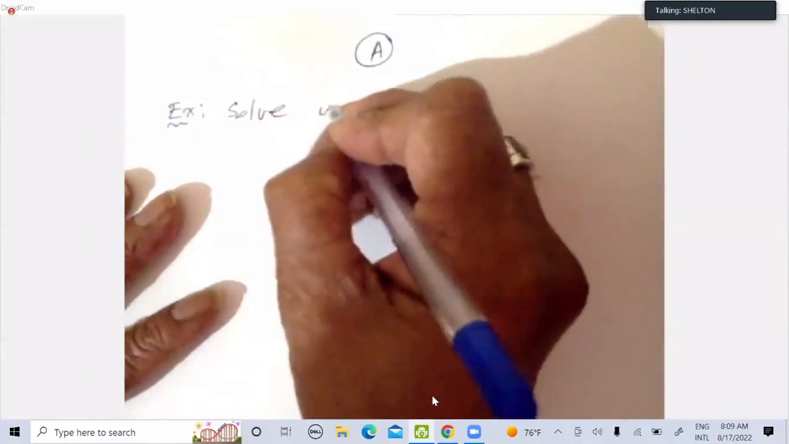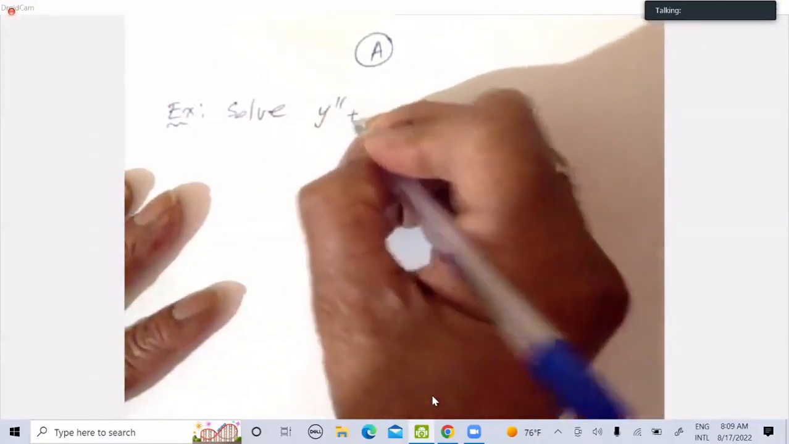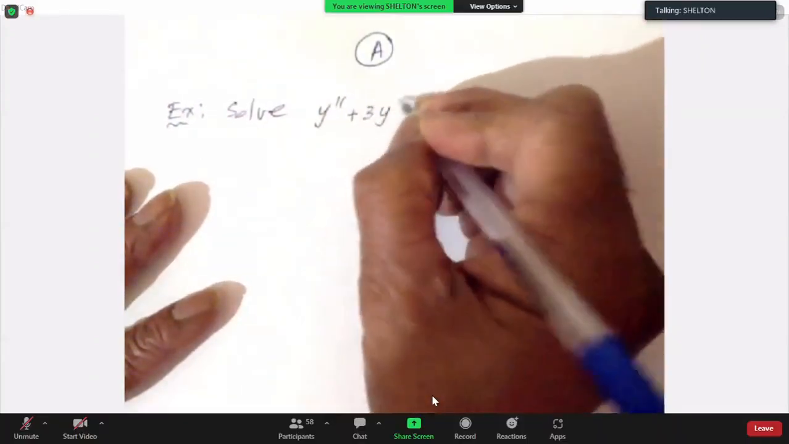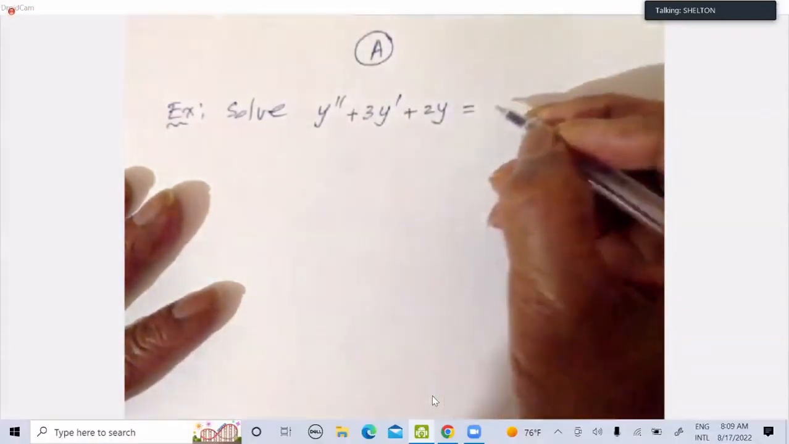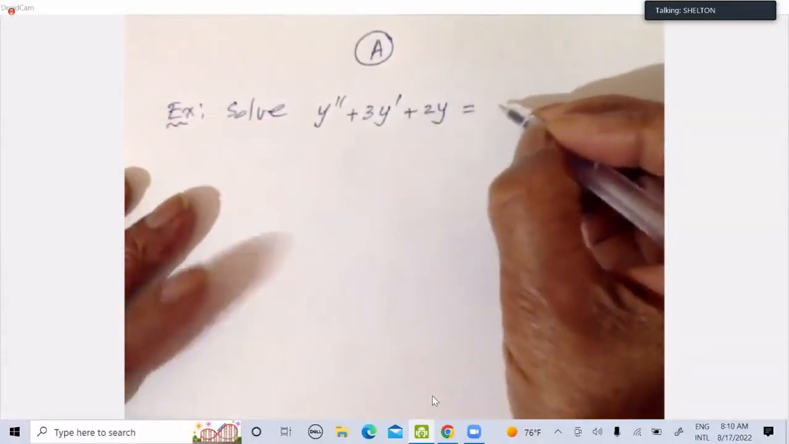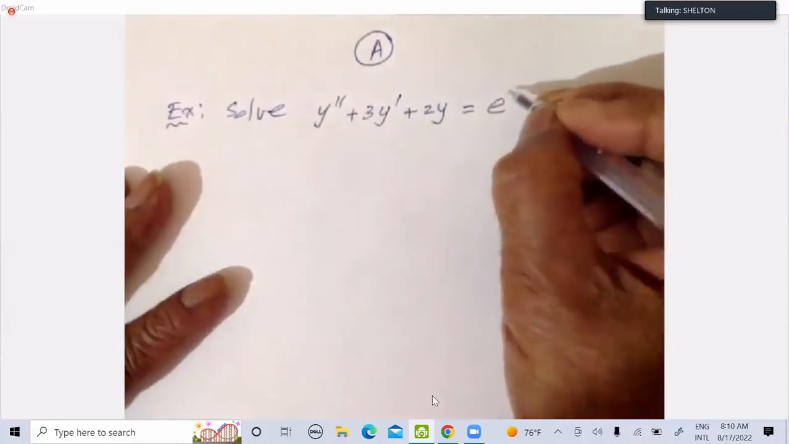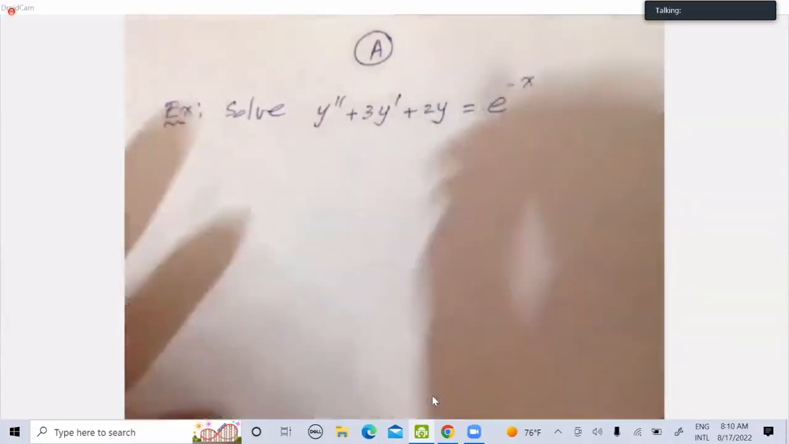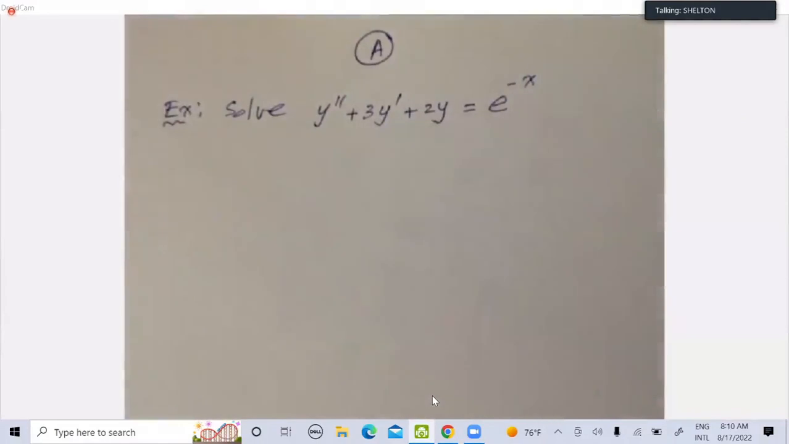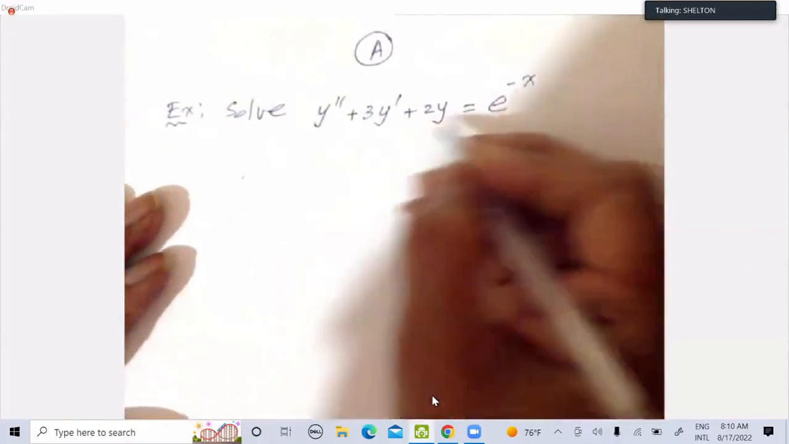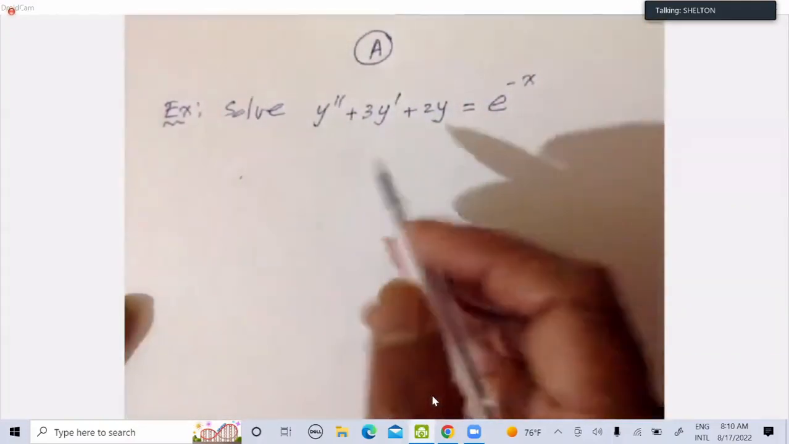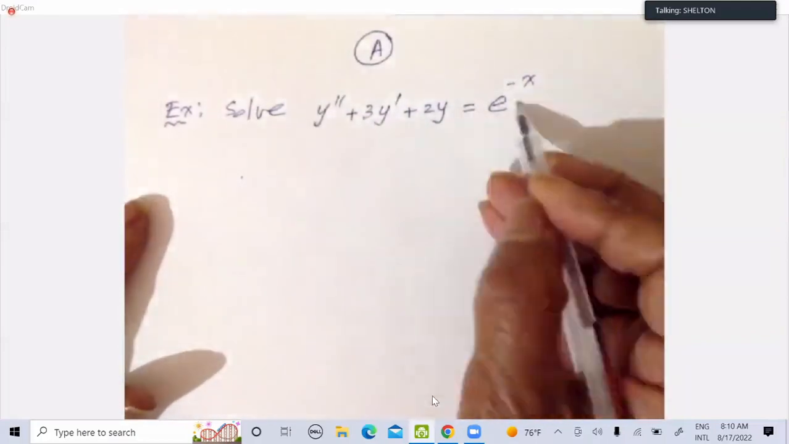y double dash plus 3y dash plus 2y equals e to the minus x. Now, what happens? The auxiliary equation, so we have to get the homogeneous one. First, we have to find the complementary function. So we have to first solve this equal to 0.